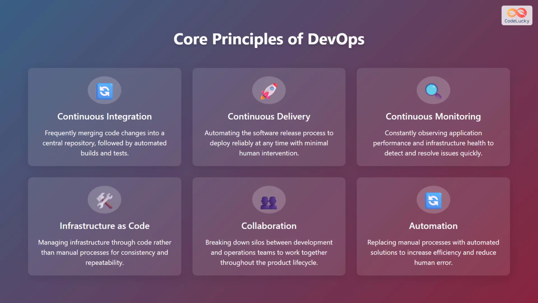Infrastructure as code means managing infrastructure through code, rather than manual processes for consistency and repeatability. Collaboration involves breaking down silos between development and operations teams to work together throughout the product lifecycle. Lastly, automation replaces manual processes with automated solutions to increase efficiency and reduce human error.